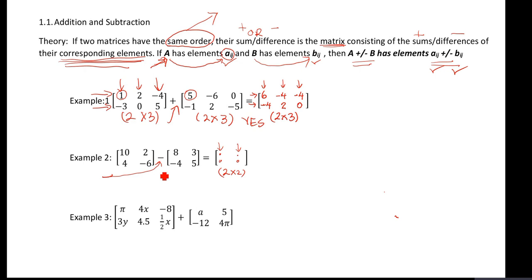So each of those entries I need to find. How do I find it? I'm going to subtract. So it would be 10 minus 8. That gives me 2. 2 minus 3 minus 1. In the second row, 4 minus minus 4. Watch the sign. You're subtracting 4 plus 4. That gives me 8. Minus 6 minus 5 minus 11.